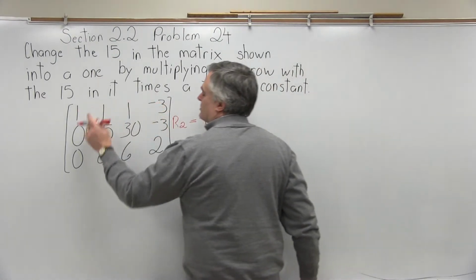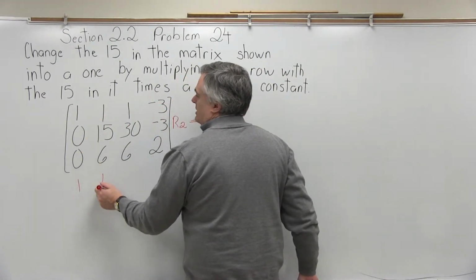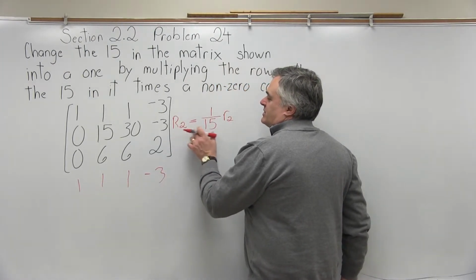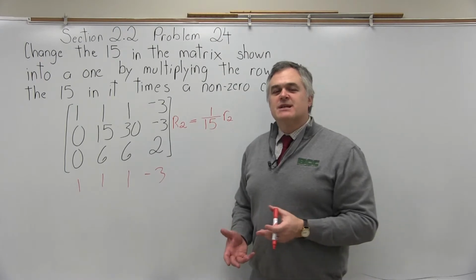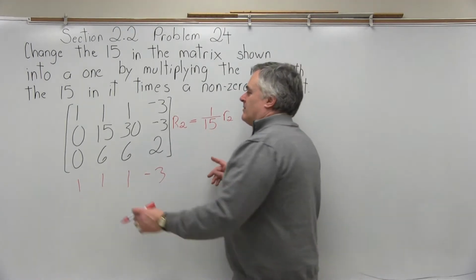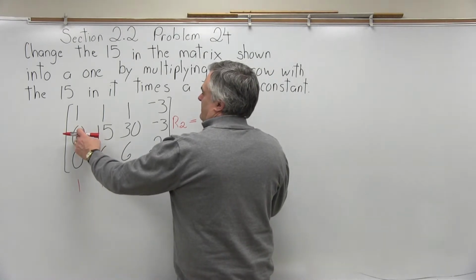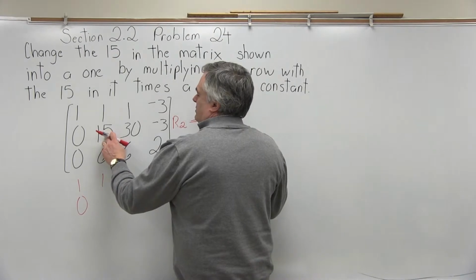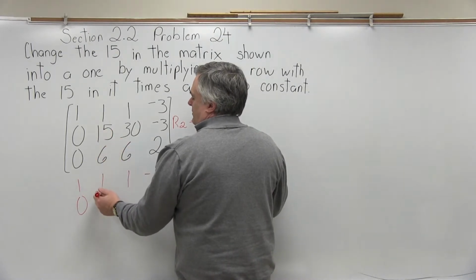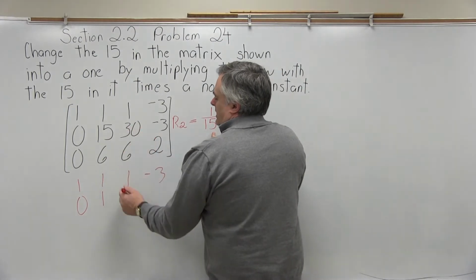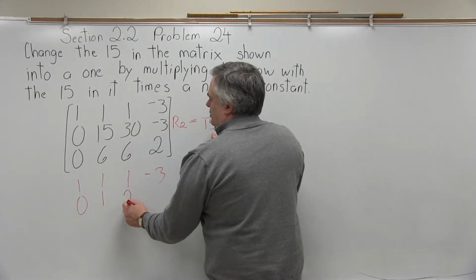When I do this, the top row will not change. It'll say 1, 1, 1, negative 3. The middle row will change though. So times 1 over 15 is the same as divided by 15, and you could think of it either way. So to think of it in terms of being divided by 15, 0 divided by 15 will be 0. The next position is 15 divided by 15, which reduces to 1. Next we'll have 30 divided by 15, which reduces to 2.